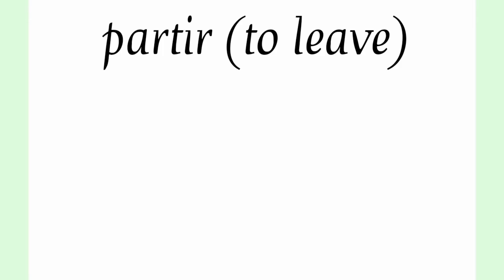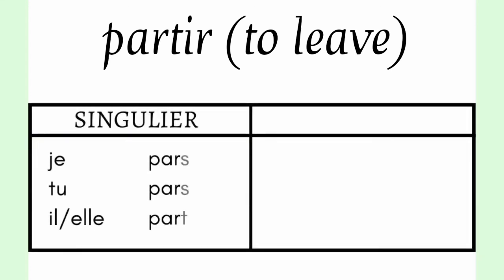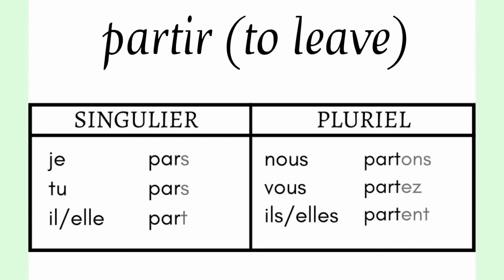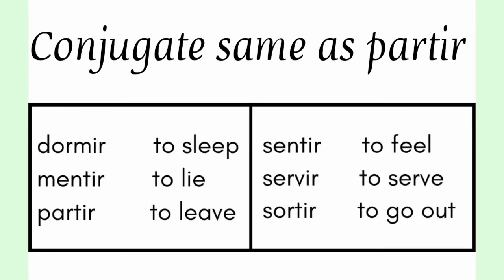Partir means to leave, and partir is conjugated in the following manner: je pars, tu pars, il part, elle part, nous partons, vous partez, ils partent, elles partent. So, can you observe the endings here, which are s, s, t, t, ons, ez, ent, ent. And there are few verbs which take their conjugation like partir. For example, dormir, mentir, partir, sentir, servir, and sortir. And their meanings are also given in the table. You can see the meanings. So these are the verbs which get conjugated like partir.